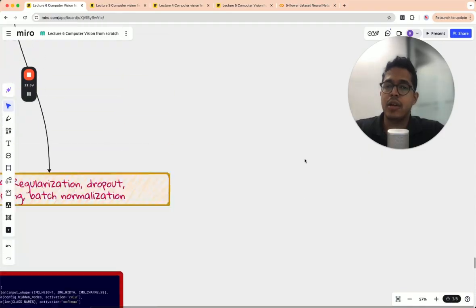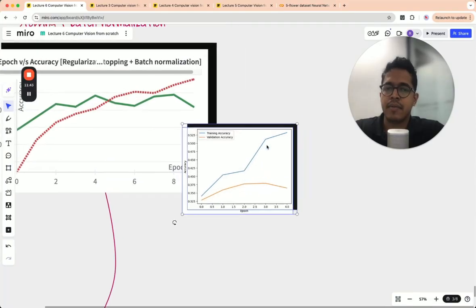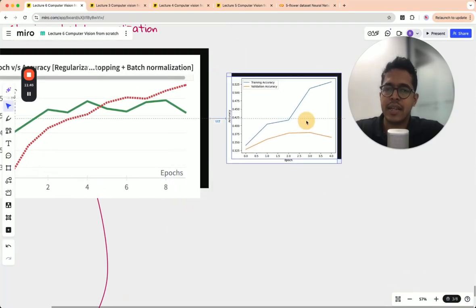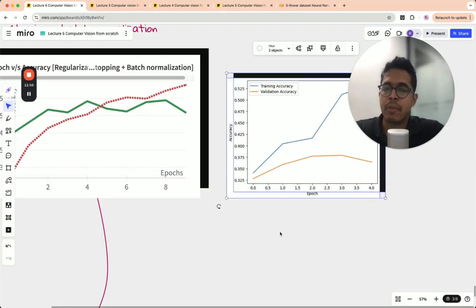And of course, we have to compare it with our previous case, right? With this case, where validation accuracy was clearly starting to decrease and it was anyway low in the first place. Compared to this, we now have a much better model.